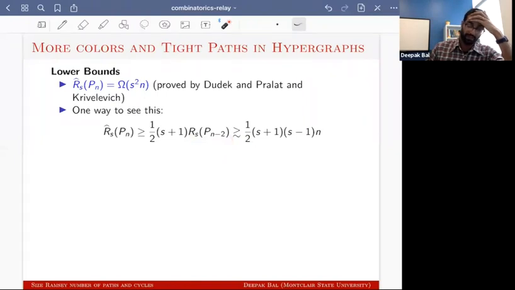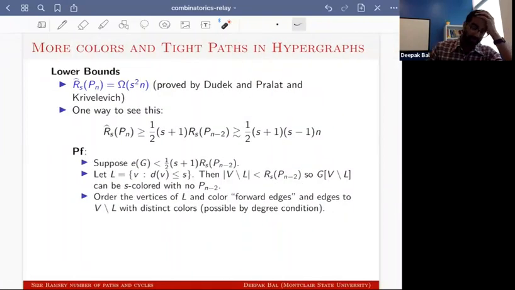1/2 S plus 1 times the ordinary Ramsey number of Pn minus 2. Okay, so how does that work? And then there's a lower bound on this of basically S minus 1 times N. And so this gives you a lower bound of S squared N. Okay, but why is this inequality true?